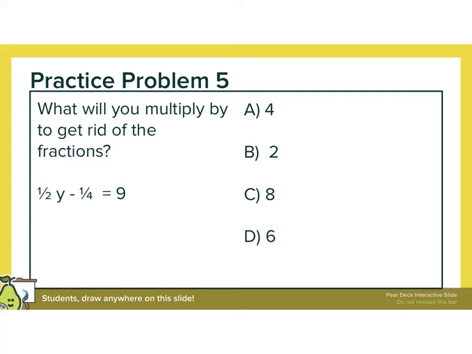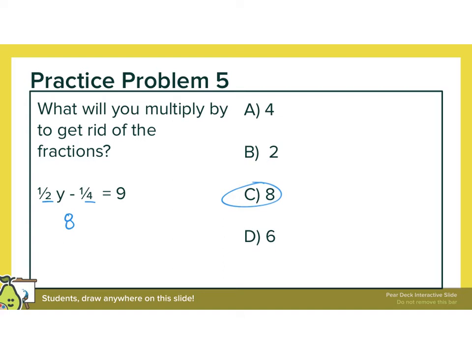All right, practice problem 5. What will I multiply by to get rid of the fractions? So I'm going to do the easy way first. 2 times 4, right? These are my denominators. So 8 is going to work. But there might be another answer, a better answer that's smaller.